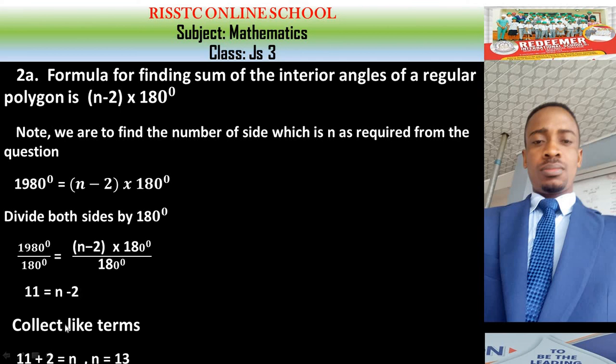Now, collect like terms. Minus 2 moves in, it becomes plus 2. 11 plus 2 equals n. Now, n equals 13. That is, the number of sides of that polygon is 13. n equals 13, which is the final answer.